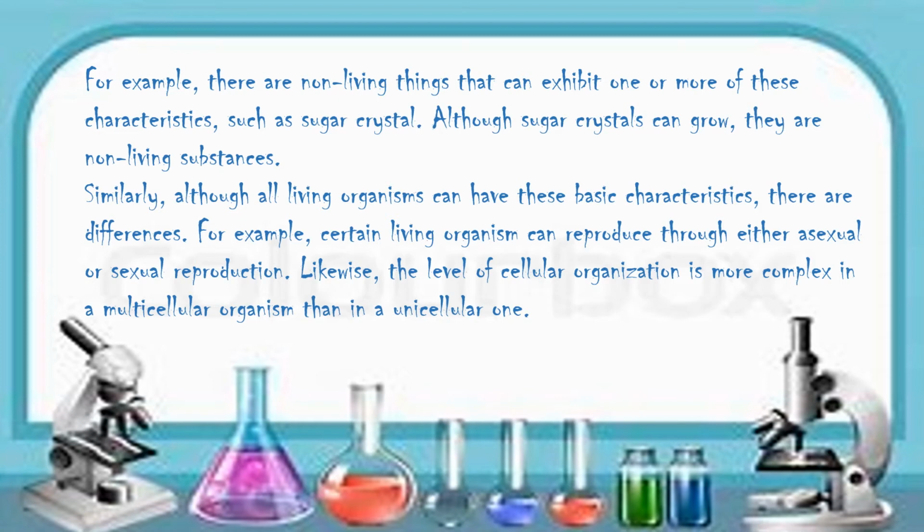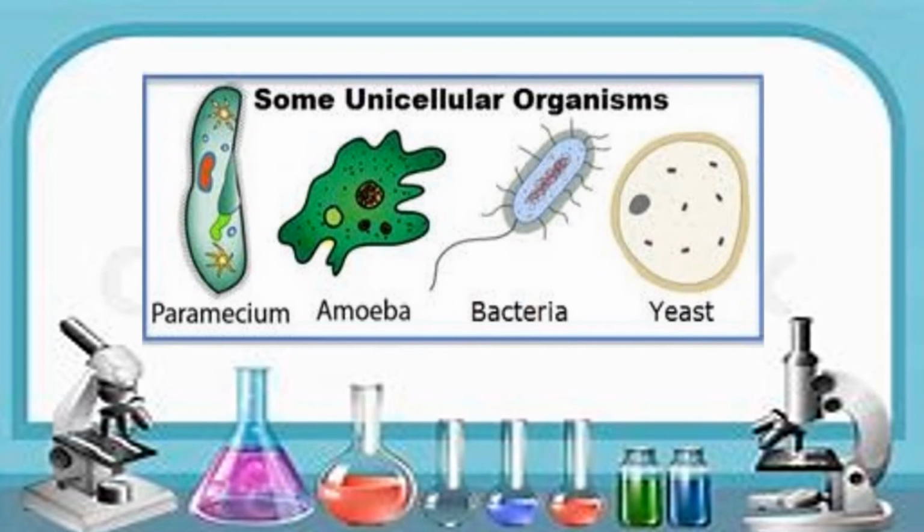So similarly, although all living organisms have these basic characteristics, there are also differences. For example, certain living organisms can reproduce through either asexual or sexual reproduction. Likewise, the level of cellular organization is more complex in a multicellular organism than in a unicellular one. So we have here some unicellular organisms.